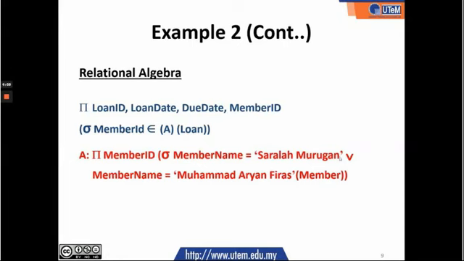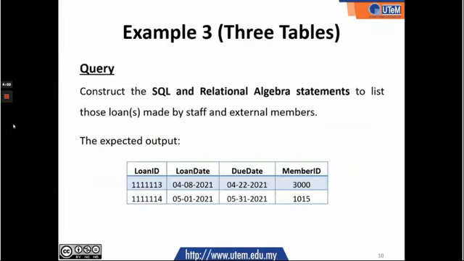Alright, this is the relational algebra statement for our second query, example number 2. The same steps as the previous example, example number 1. So this statement is for the outer query to obtain data from the loan table. And this is for the inner query to get data from the member table. This is the IN operator symbol in our relational algebra that can accept multiple values from the inner query.